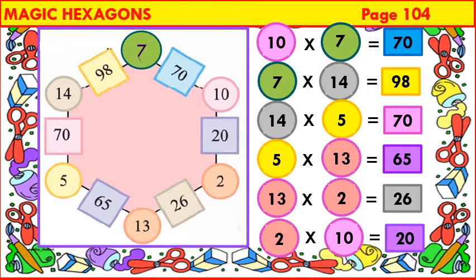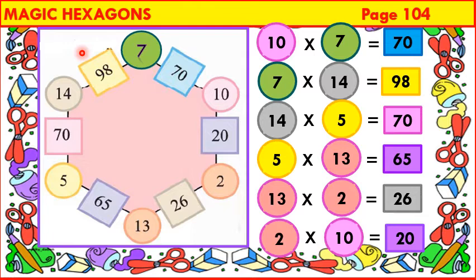From my last video, we learned how to fill magic squares. They are called magic squares. Children, you know why? Because we are arranging the numbers in such a way that row wise, column wise and diagonal wise totals come the same.